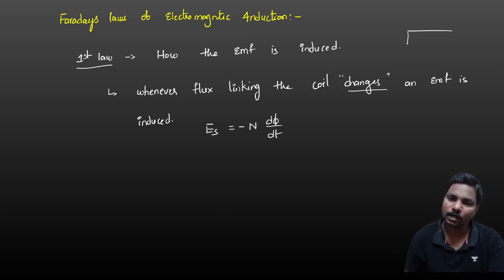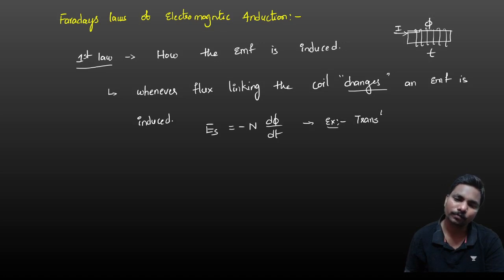Here if we have a coil, whenever a current is flowing through it, flux is produced. That flux changes with respect to time, then EMF is induced. This type of EMF is seen in static devices like a transformer. In a transformer, the EMF induced is statically induced EMF.